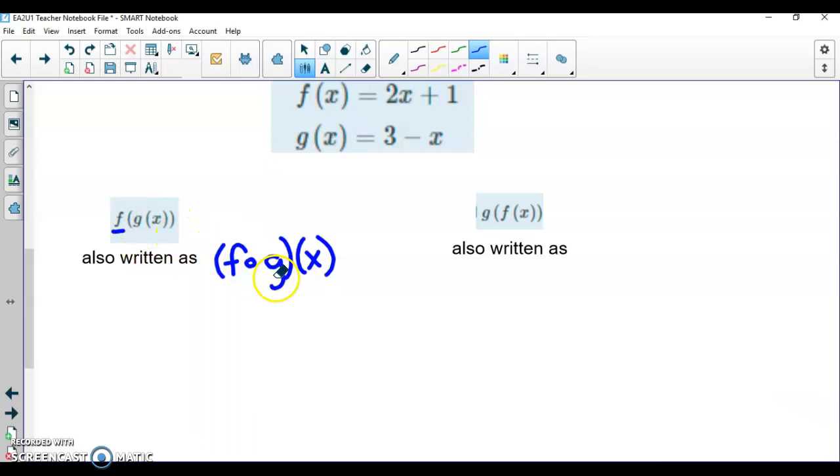Take a second and see, we're not doing any math yet, if you can write this down in its different notation. Pause it, see if you can write it down in its different notation. Hopefully you paused this. g of f of x is also written as g composed with f of x.